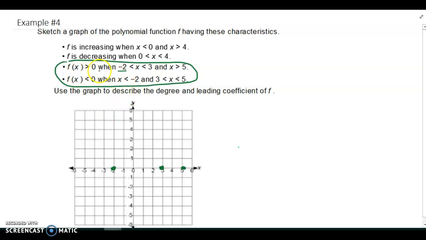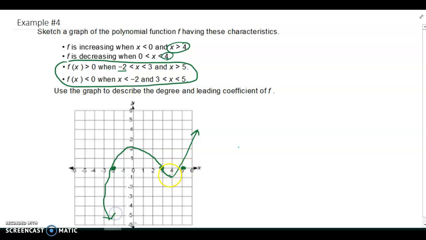Now I'm increasing when x is less than 0, so I'm going up, up, up, up, up until I hit 0. So I'm going to go ahead and draw that here. So up, up, ooh, that's bad. Up until I hit 0, and then when I hit 0, I start decreasing. Now I decrease until I get to 4, so maybe it's right here, and then I start increasing again.